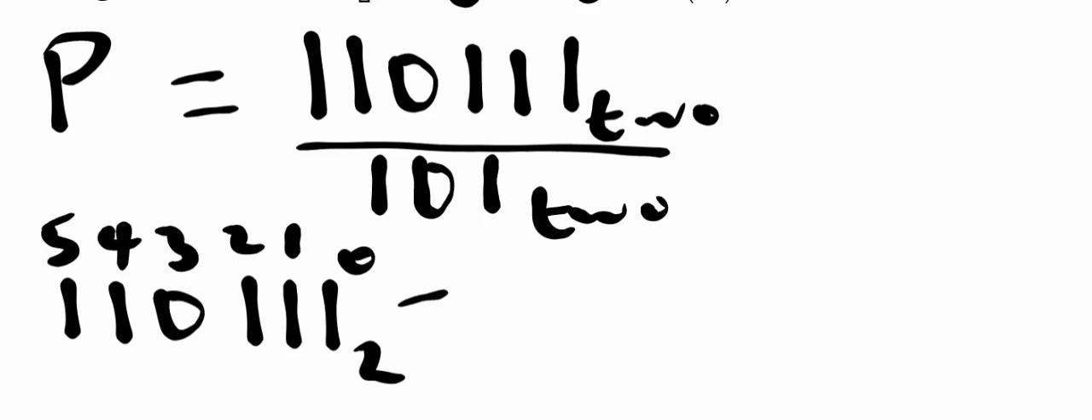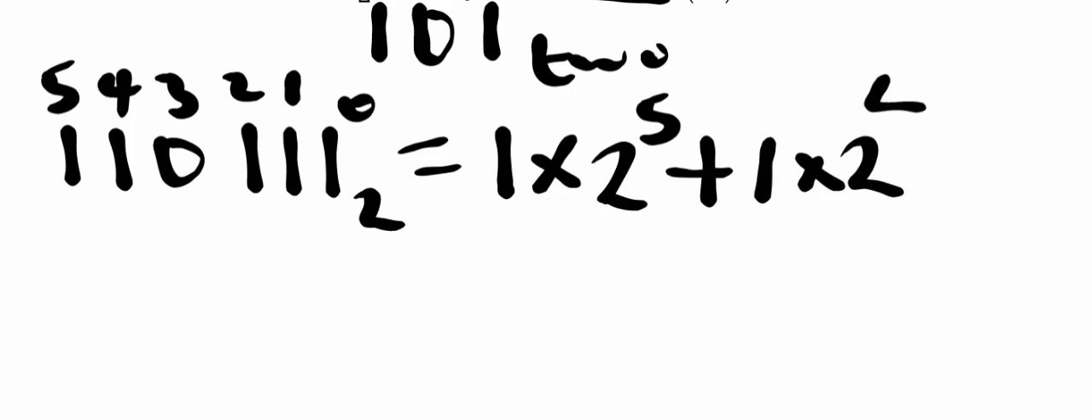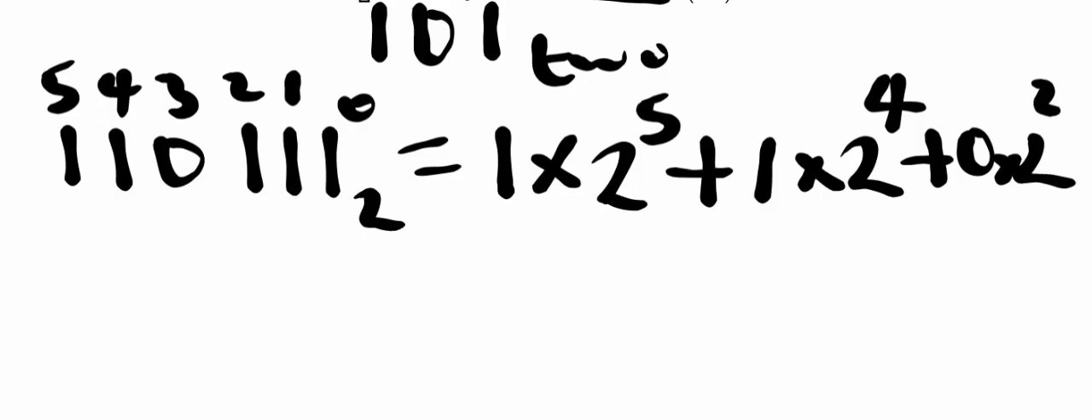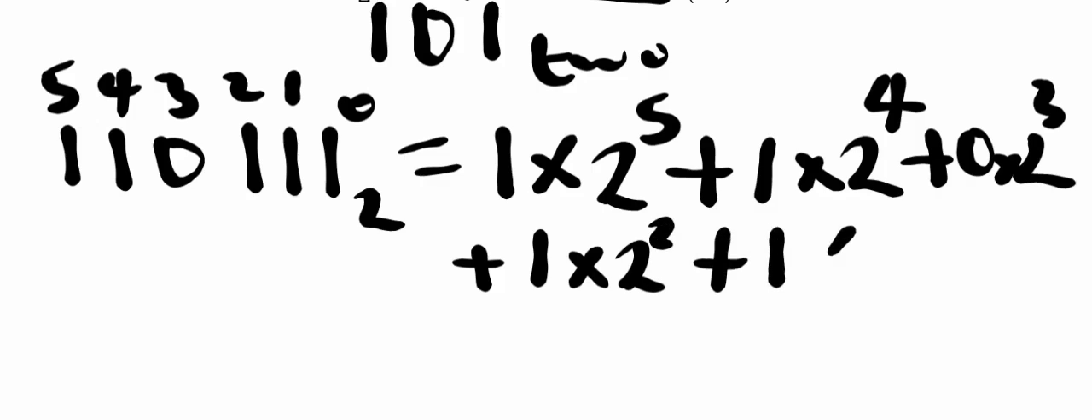And when we expand this one in the base, 1 multiplied by this base, that's 1 times 2 raised to power 5, plus 1 times 2 raised to power 4, plus 0 times 2 raised to power 3, plus 1 times 2 raised to power 2, plus 1 times 2 raised to power 1, and plus 1 times 2 raised to power 0.